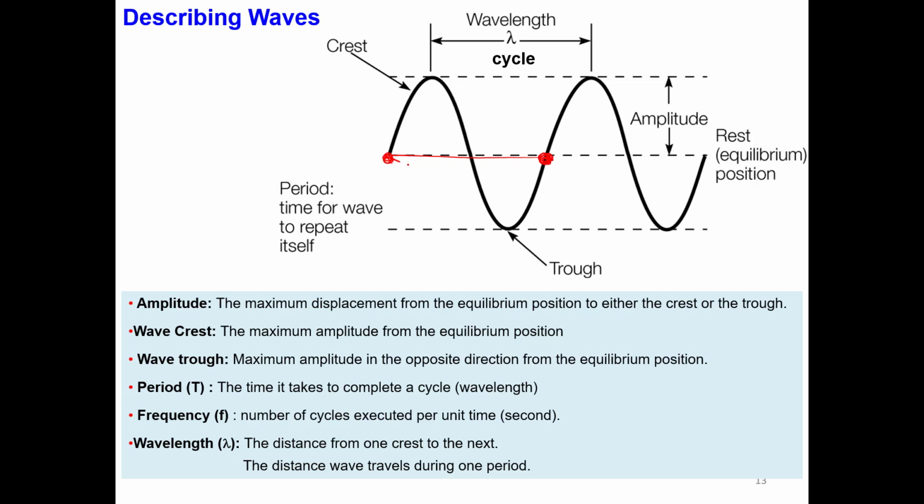Now we have a new variable. This is the wavelength. The wavelength is the distance from crest to crest. This is one definition.